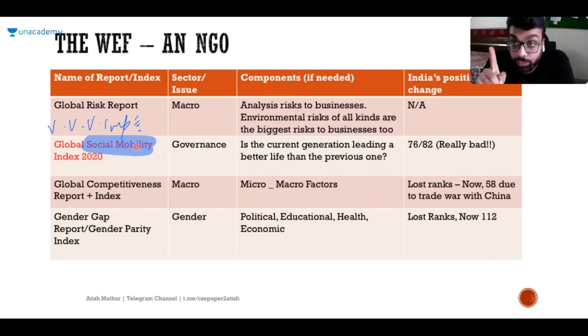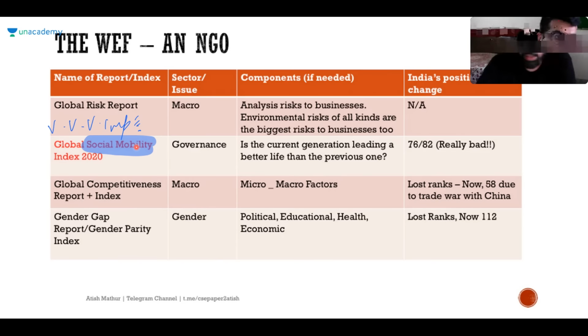It is new, so it is important. It is drafted by the World Economic Forum, which is an NGO. It essentially looks at reasons which affect the betterment of a generation's life compared to the previous one. And India has obviously performed very, very badly on the same. Now, India's position is 76 out of 82.